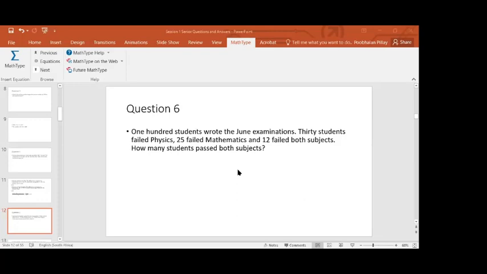A problem like this, I don't know how many of you have been exposed to Venn diagrams, but Venn diagrams is a very nice way of capturing this information. What you do is you draw two circles or any two objects. I can draw two circles.